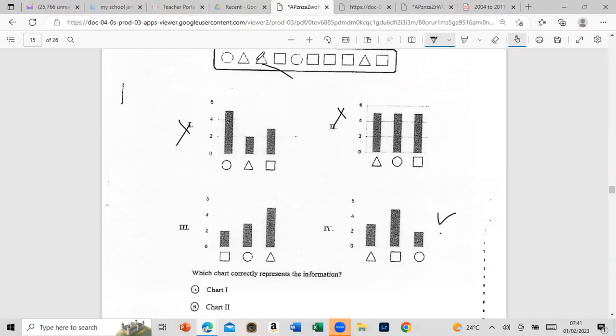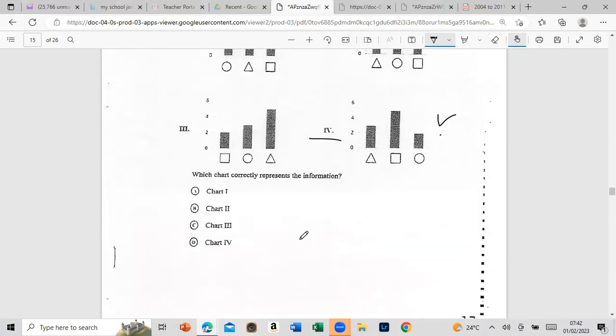Triangle. 1, 2, 3 triangles. This has 3 triangles, yeah? And the square now. 1, 2, 3, 4, 5. And this has 5. Alright, so this would be chart 4. Let's see which answer that would be. And that would be D.